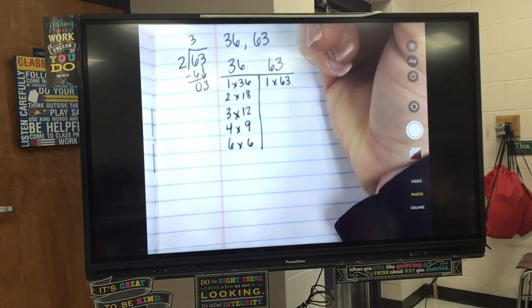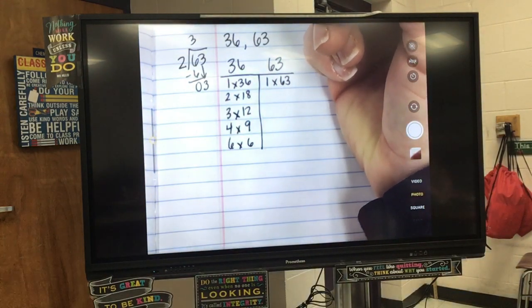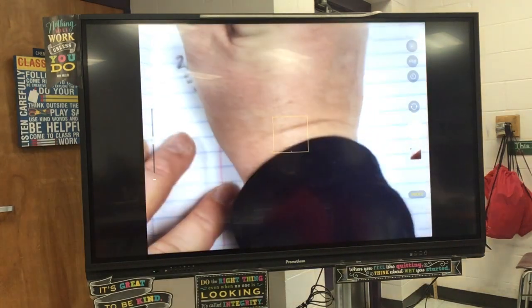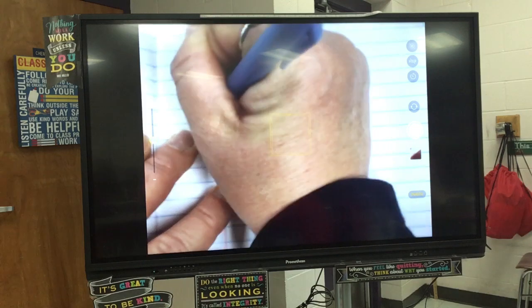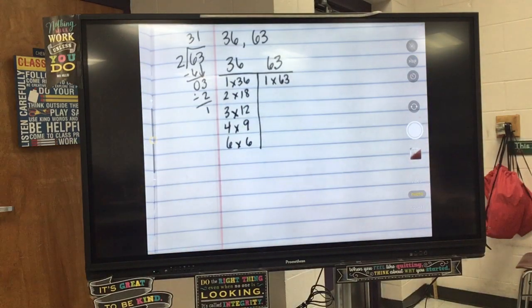Oh. So I was wrong, because it's not going to work. I'm going to essentially have a remainder, so I'm gonna have 31.5. So that does not work. Did you see how I wasn't sure, but I was fairly confident? I used division to help me figure out that I wasn't as smart as I thought I was, right? Use division if you are not sure about a number.